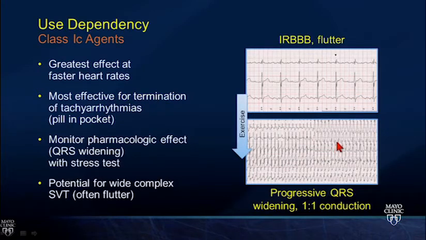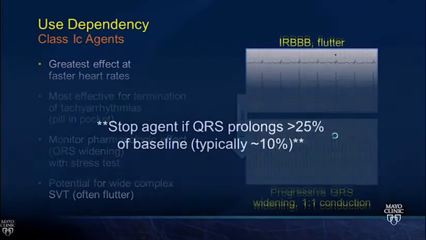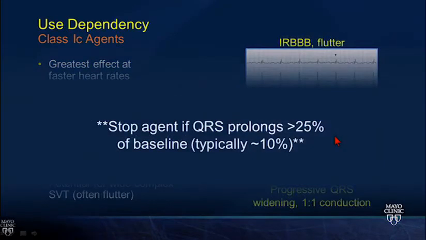This is the reason why we try to do a stress test in somebody on flecainide. We would like to see how much their QRS prolongs with flecainide with exercise. A key point here is if the QRS prolongation is more than 25%, consider stopping the medication in those particular patients.